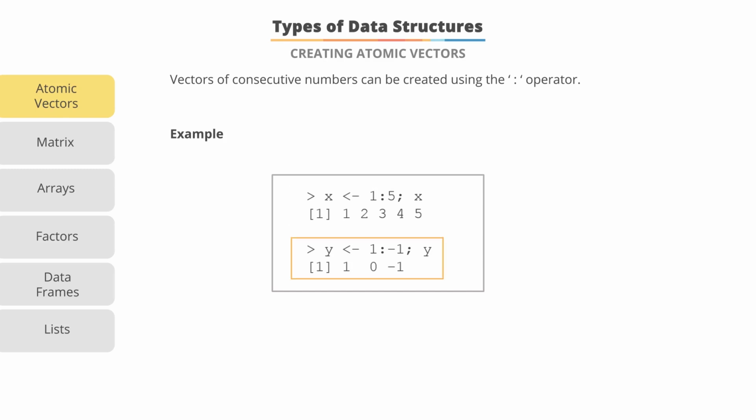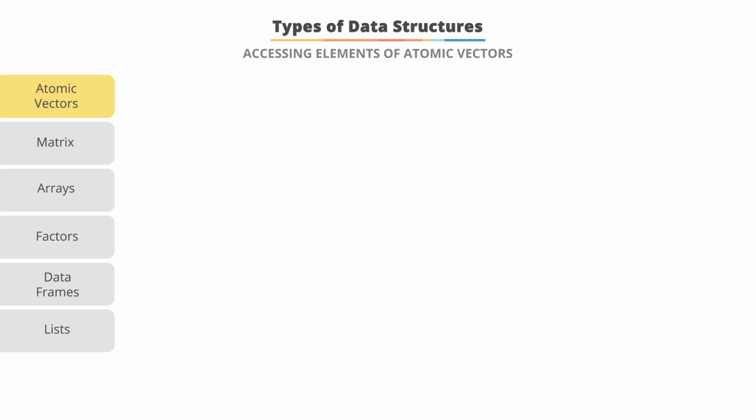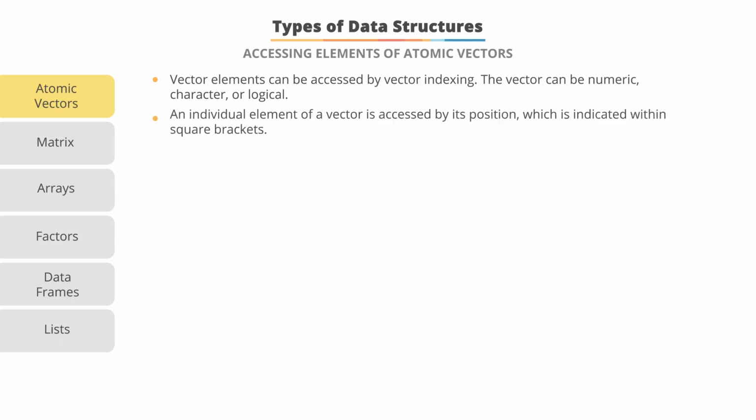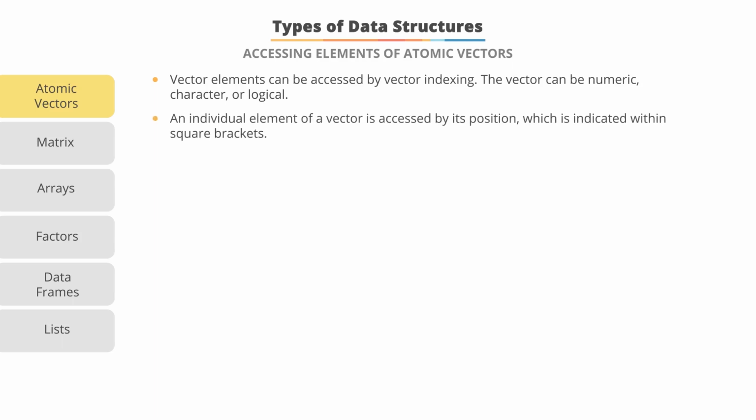Just like with Y, if we have the range from 1 to negative 1, that will include 1, 0, and negative 1. It is inclusive. So when we're looking at indexing elements, vector elements can be accessed by vector indexing. And vectors can be numeric, character, or logical, as we described earlier. Now within R, vectors start at 1 instead of 0. An individual element of a vector is accessed by its position, which we indicate using square brackets.